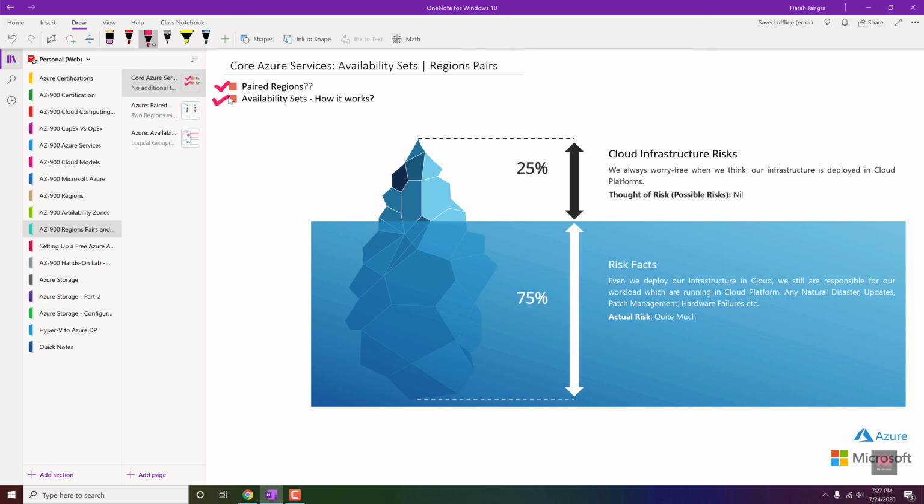Basically, when we create a resource like a virtual machine or a storage account, it goes to a specific region which we choose during deployment. But you can also think that when it goes to the orchestrator and tries to reach the data center, it may go to the same specific rack server inside the data center. So just imagine if any hardware failure happened.